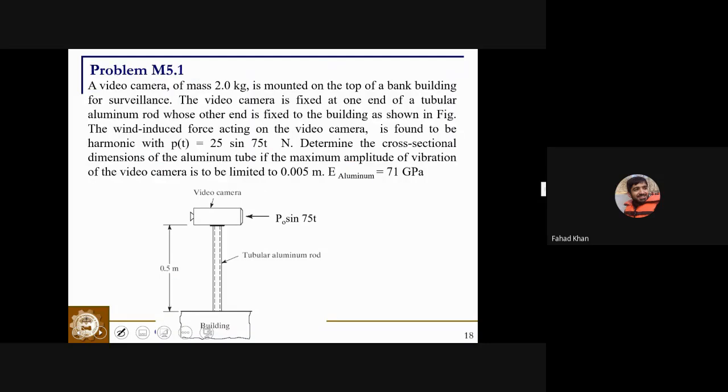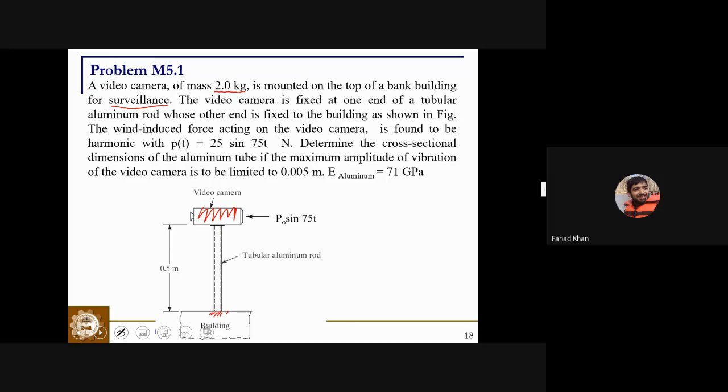Now, let's see a numerical. A video camera of mass 2 kg is mounted on top of a bank building for surveillance purposes. The video camera is fixed at one end of a tubular aluminum rod whose other end is fixed to the building as shown. So this is a cantilever structure. 3EI over L cubed is the stiffness of this structure.